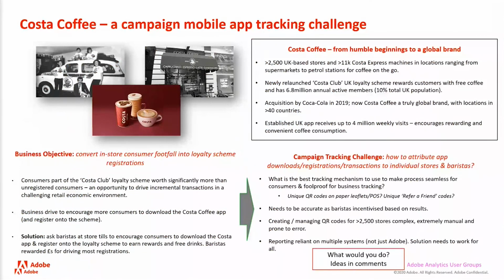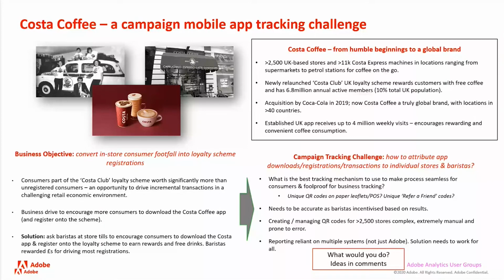For those of you that don't know Costa Coffee as a brand, we're originally from the UK. We now have 2,500 stores around the UK, and over 11,000 Express machines in a variety of locations, ranging from petrol stations to supermarkets. We've got a loyalty scheme, which is one of the biggest in the UK. Around 10% of the total UK population are part of it, so the numbers are in the millions. And we've recently been acquired by Coca-Cola, so we're growing globally very quickly.